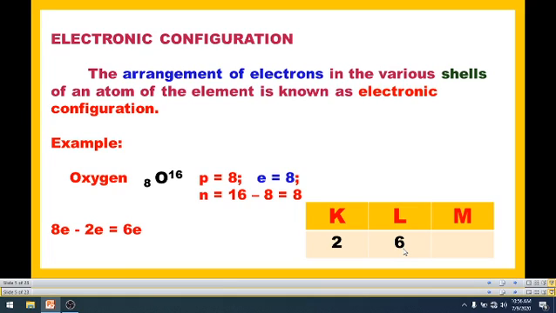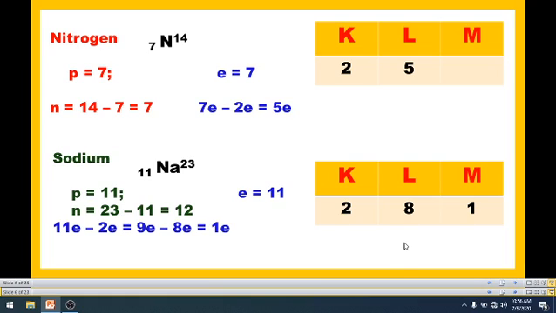Let me show some more examples. Nitrogen 7, 14: 7 protons, 7 electrons. Subtract the atomic number from the mass number to find the neutrons: 14 minus 7, 7 neutrons. Now we arrange the 7 electrons in the shells. 2 electrons are placed in the K shell, and 7 minus 2, the remaining 5 electrons, are placed in the L shell. Therefore, the electronic configuration of nitrogen is 2, 5.